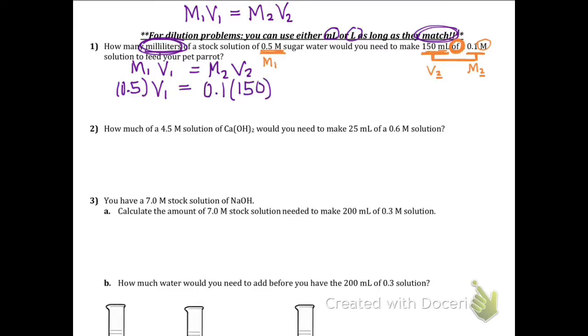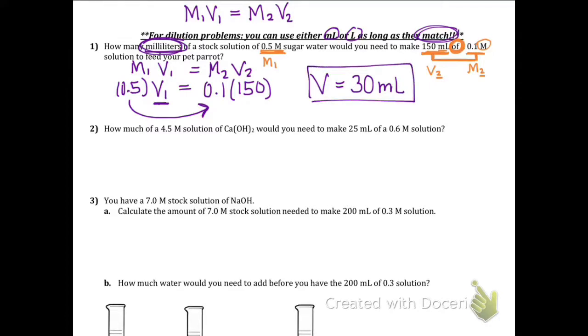All right, so I want V1. This is like your X all by itself, so I have to move this to the other side. You ask, what is it doing now? It's multiplying, so the opposite is divide on both sides, and hopefully you get that the volume is 30 mils. If it has mils over here, it's got to match the units. All right.